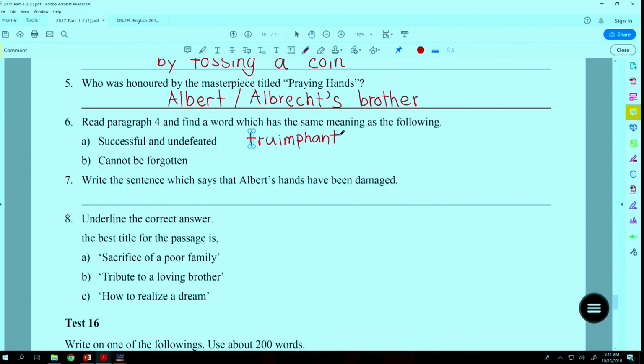Cannot be forgotten. What is your answer? Memorable. Memorable. It is memorable.